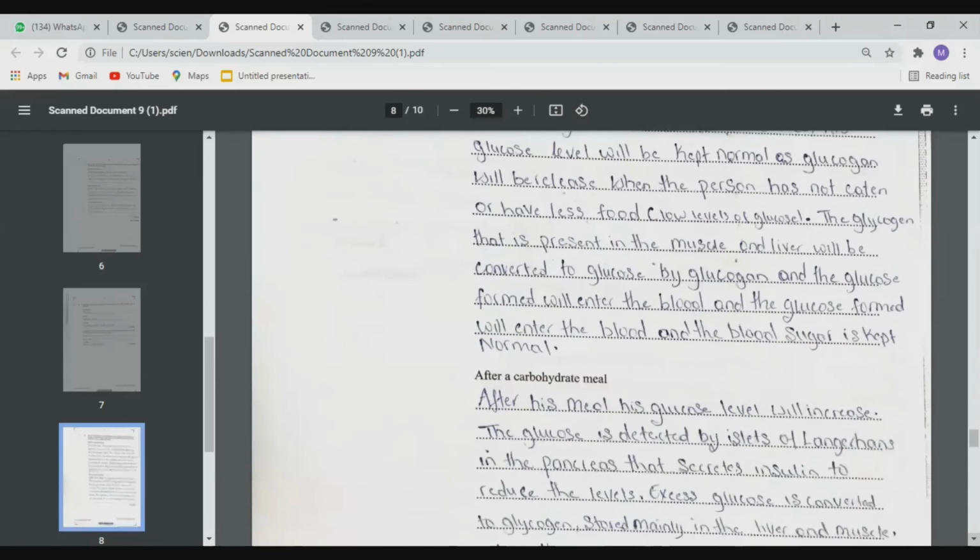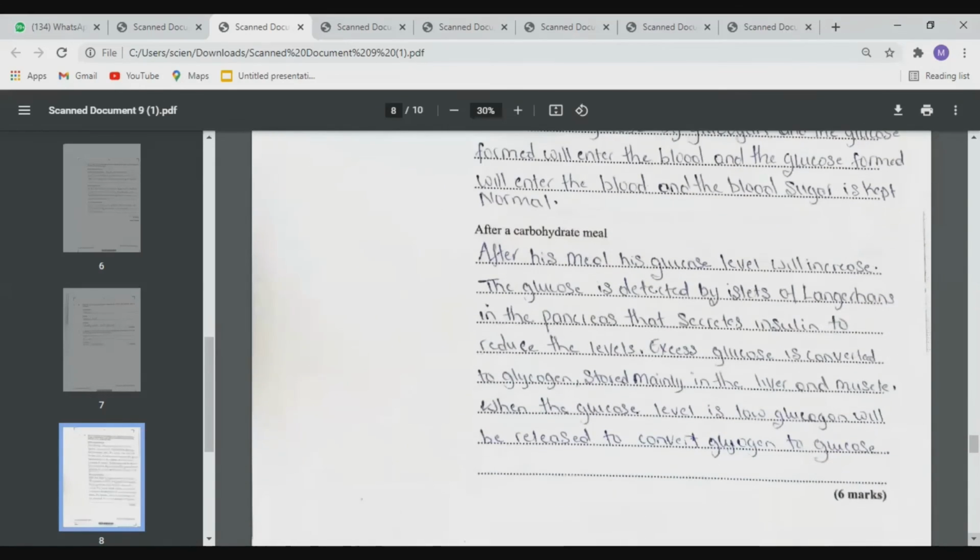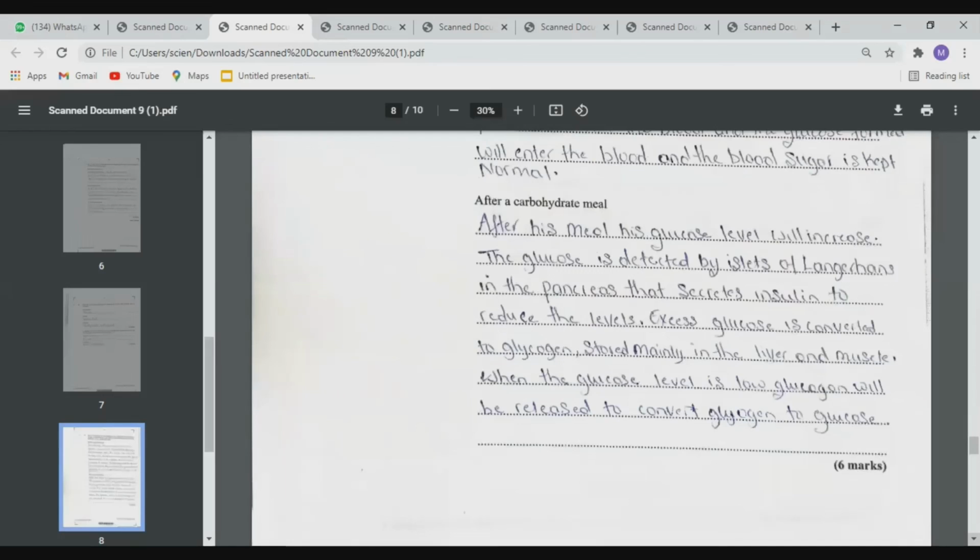So after he has had a high carbohydrate meal, his glucose level will increase. The glucose is detected by the islets of Langerhans in the pancreas that secretes insulin to reduce the levels. So excess glucose is converted to glycogen, and stored mainly in the liver and the muscle. When the glucose level is low, glucagon will be released to convert glycogen to glucose.